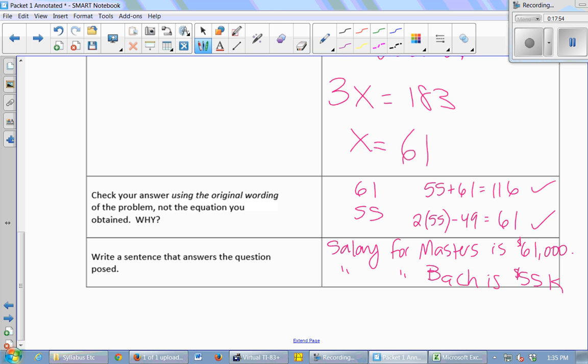All right, so just to preface, this takes practice. Defining variables, creating expressions for the other unknown quantities, it takes practice. So I'm going to let you start practicing right now.